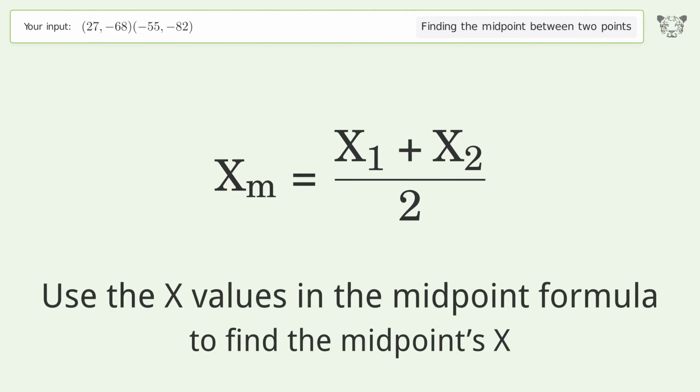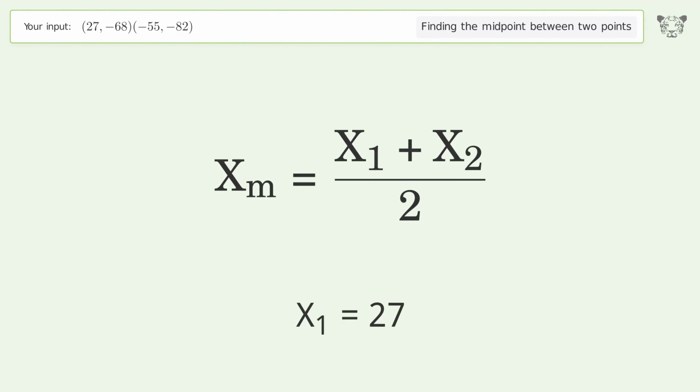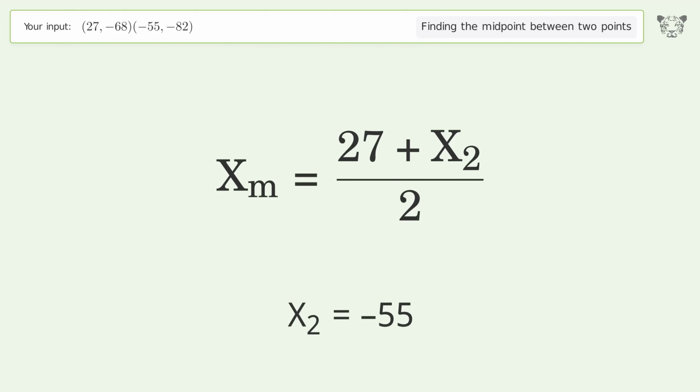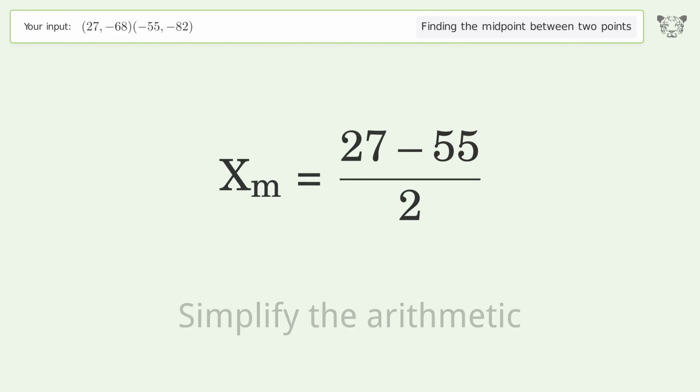Use the x values in the midpoint formula to find the midpoint's x. x1 equals 27. x2 equals -55. Simplify the arithmetic.